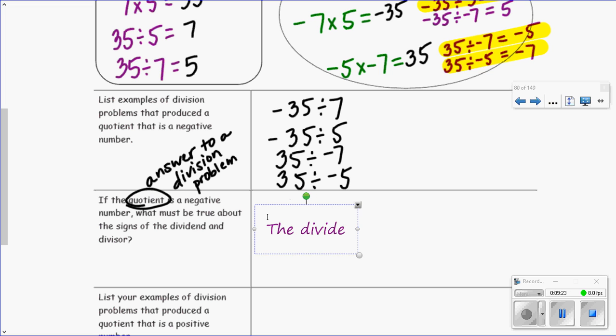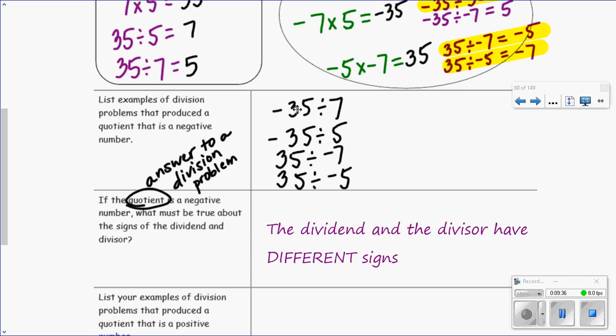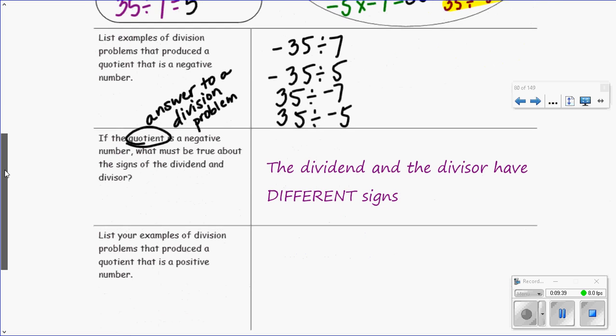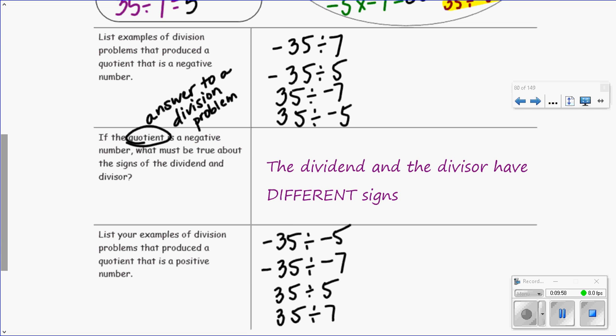The dividend, which is the first number, and the divisor have different signs. Okay, so one was negative and one was positive. Now if we write down the two problems that gave us a positive answer, that was -35 divided by -5, and -35 divided by -7. We also know that 35 divided by 5 and 35 divided by 7 also give us a positive answer. Okay, so those are the examples.